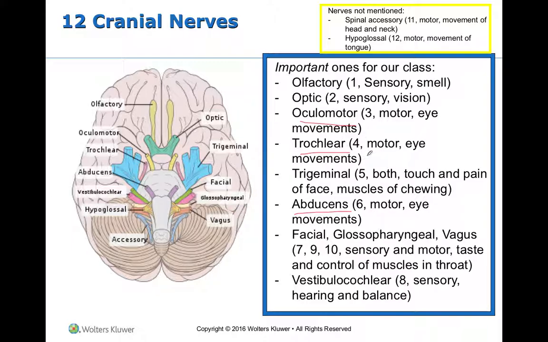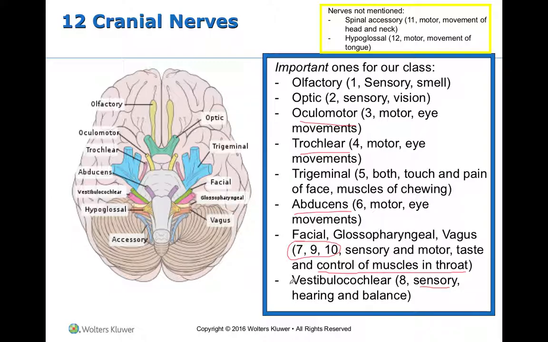The trochlear is cranial nerve 4 and it has motor abilities. Abducens is cranial nerve 6 with motor abilities. The trigeminal nerve is the first cranial nerve that has components of both. So it conveys touch and pain sensation of the face, which are sensory, and then allows for muscles of chewing to work. Cranial nerves 7, 9, and 10 are important when we start talking about our taste system. These convey taste information that will be able to go in from our sense of gustation and help to control the muscles in our throat. And then the vestibulocochlear nerve, which is cranial nerve 8, has a sensory characteristic allowing for hearing and balance.